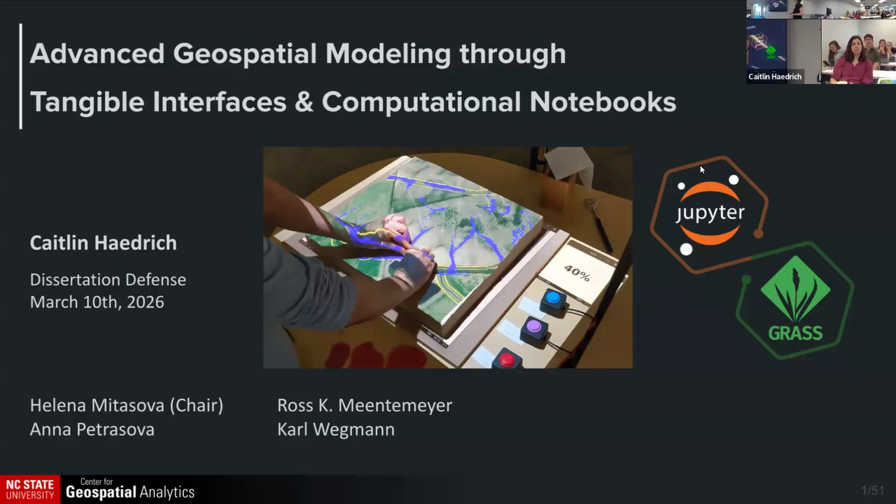I'm really excited to be here today to talk about how we've used geospatial modeling through tangible interfaces and computational notebooks to reach diverse audiences.